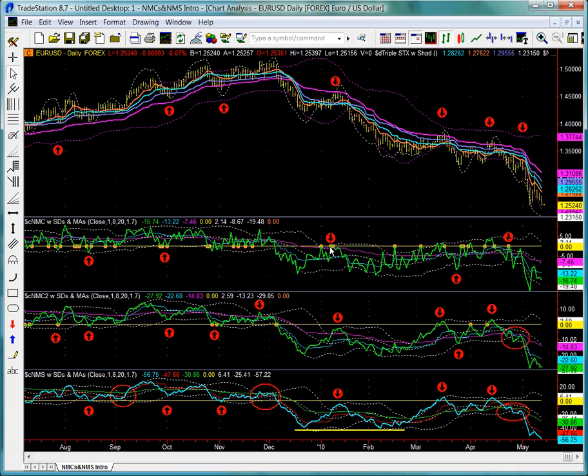Here is a zero hit from below on a cross kiss for a sell setup, where we're hitting the upper standard deviation band. That too is being confirmed by the upper standard deviation band hit in the NMC2 as well as the NMS. Another example of that here would be a zero hit at this location right here from the NMC as well.